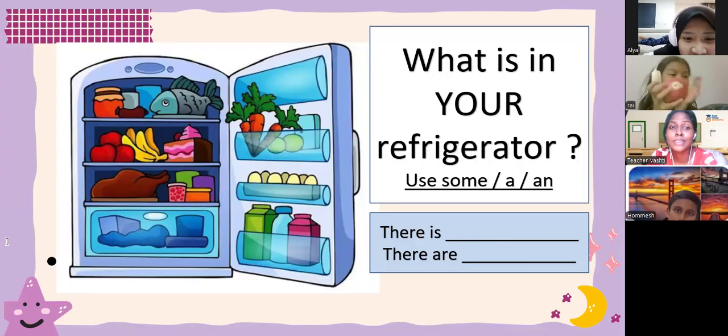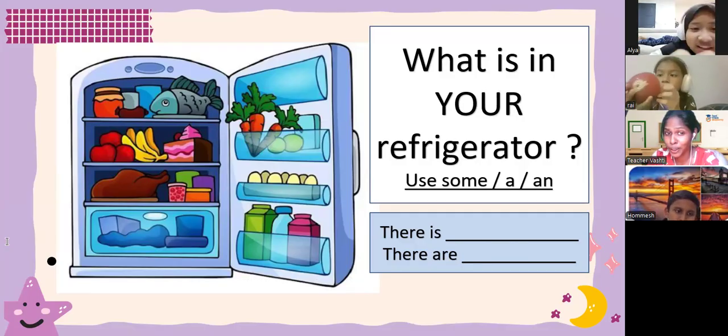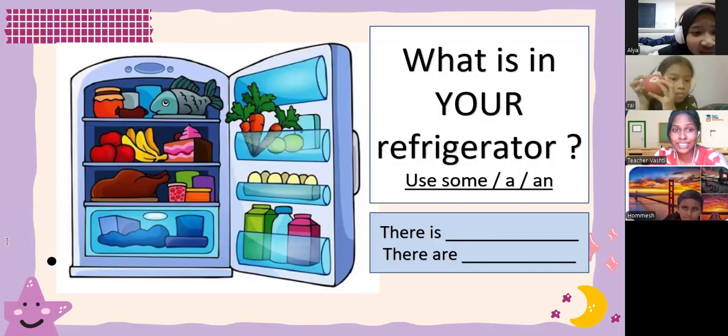There is a cake. There is a cake. Okay, very good, very good. Baru cikgu nak tanya, siapa pun tak ada cake ke? Very good, Alia. Rai, what do you have?